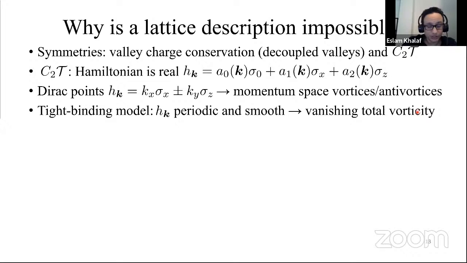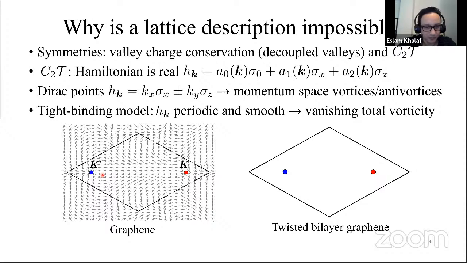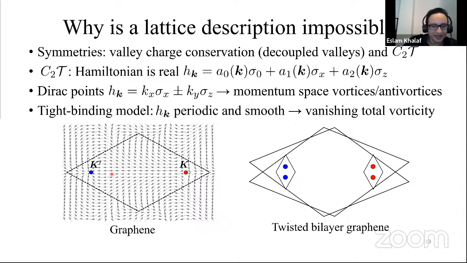And that's something we can see easily in graphene itself. So graphene has a tight binding model. And if we plot this vector for graphene, we find that it has these two gapless points. And we find that one of them is a vortex in momentum space, one of them is an anti-vortex. Now let's see what happens if we do the same for twisted bilayer graphene. In twisted bilayer graphene, we have two copies of this. We twist, and then we focus on one of the valleys. But now you see the problem, because if you focus on only one of the valleys, you get two points that have the same vorticity.